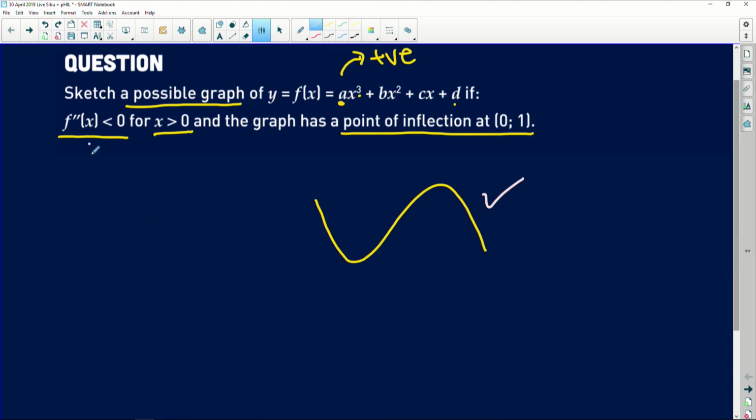Secondly, what you need to notice, because they've given the second derivative to us, guys, is that it should scream things to you.